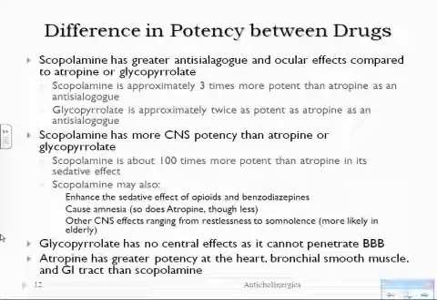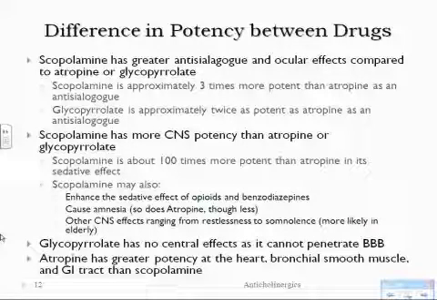Scopolamine has a big downside in that it has increased CNS potency, much more so than atropine or glycopyrrolate. If you look at scopolamine, it's 100 times more potent than atropine in its sedative effects. Now, that's something that's bad in the elderly. Okay, if you have somebody who's really old, scopolamine is already going to be a pretty good sedative. So if you give too much more, then they go into the toxicity range, which is the central anticholinergic syndrome, which we'll talk about in a little bit.